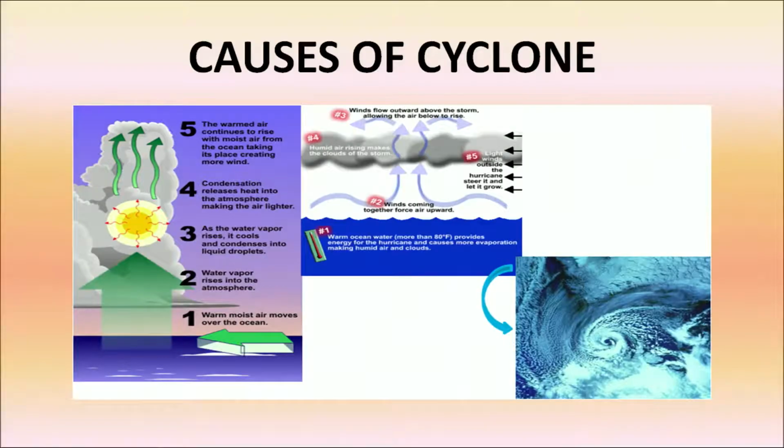So, it needs a clear path, but the arms are where all the action happens, because this is where the storm is throwing out all of its rain and wind. Cyclones tend to come about in the same way in all areas and revolve around the low pressure eye. Now come to the causes of cyclone.